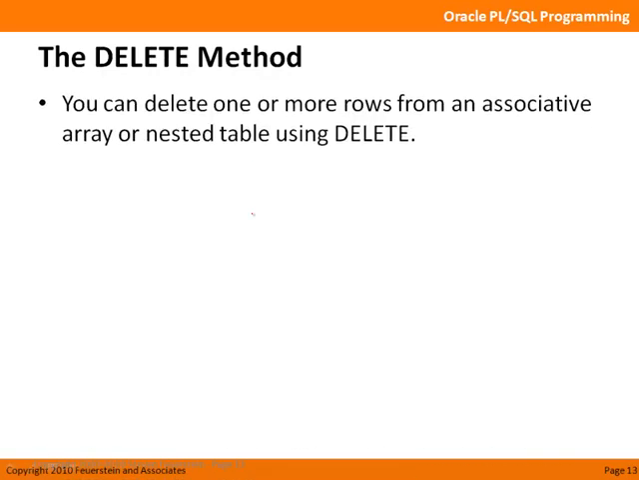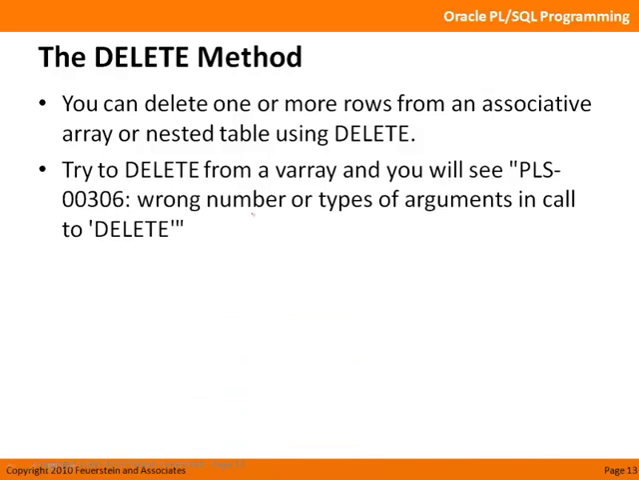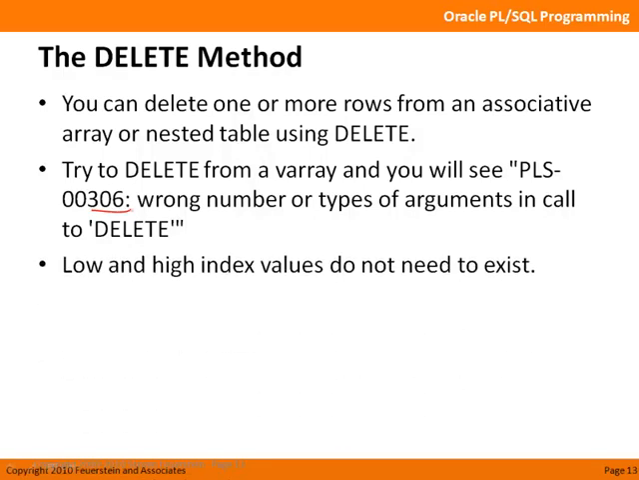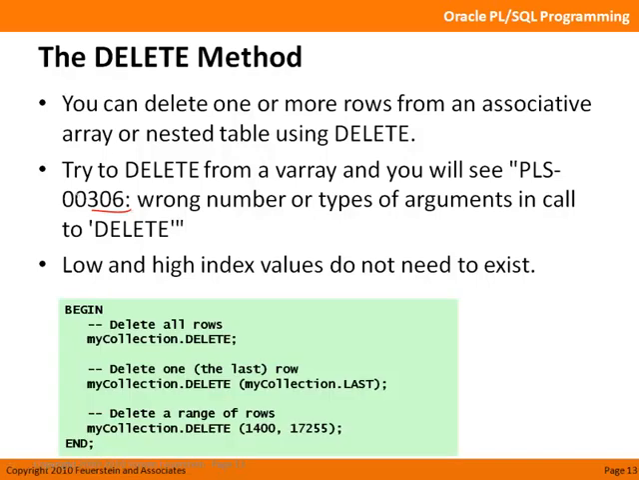So the delete method, you can delete 1 or more rows from an associative array or nested table using delete. You cannot use delete with V-arrays. In fact, you'll get a PLS-306 error, wrong number or types of arguments, if you try to delete from a V-array. You can specify a range of values for your delete, so there are multiple formats for the delete operation.